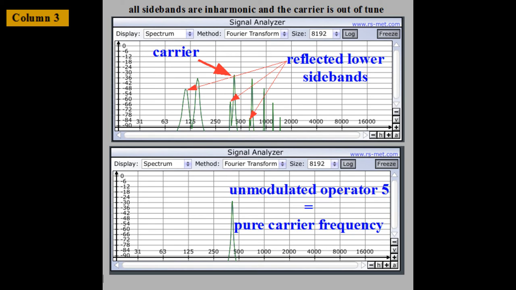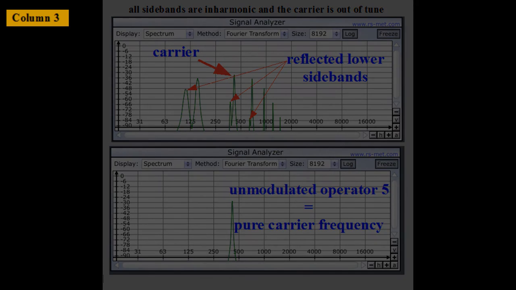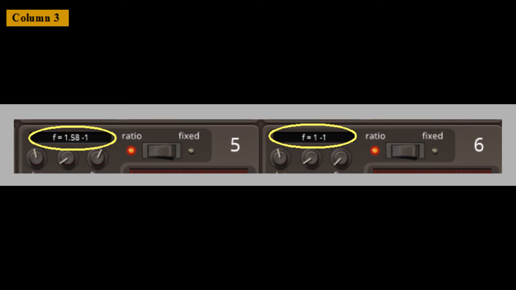It is bell-like. All sidebands are inharmonic and the reflected lower sidebands are quite near to the upper sidebands. Well, it is of course inharmonic because there is no integer C to M ratio. The ratio reads 1.58 minus a very small amount to 1 minus a very small amount. This means the carrier's frequency is about 1.58 times the modulator's. And the thud of the hammer indeed causes a short inharmonic beginning of each piano note.